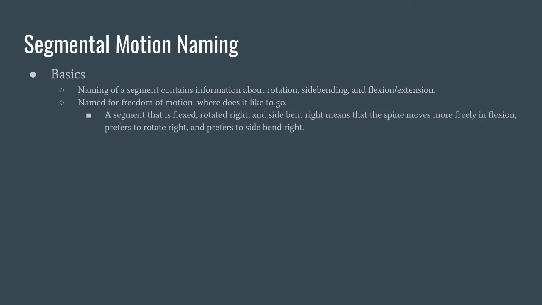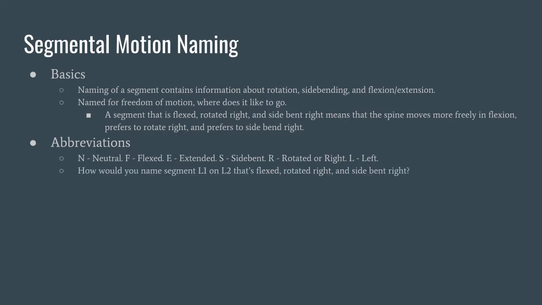This means that you'd feel resistance when trying to rotate and side bend the segment to the left, which would be worse in extension. We have several abbreviations that we use: N for neutral, F for flexed, E for extended, S for side bent, R for rotated or right, and L for left.